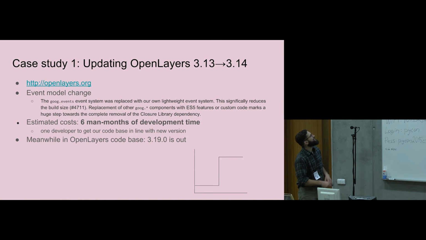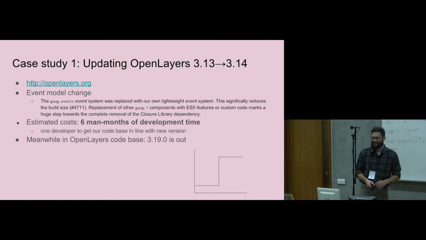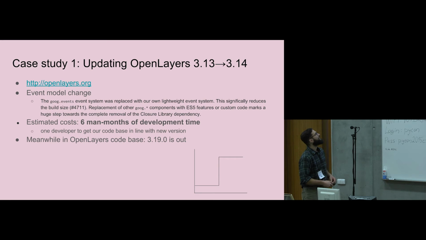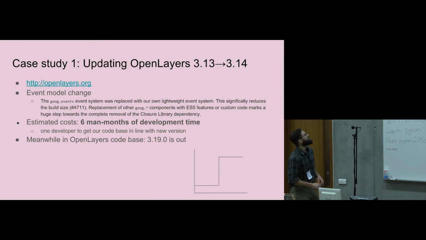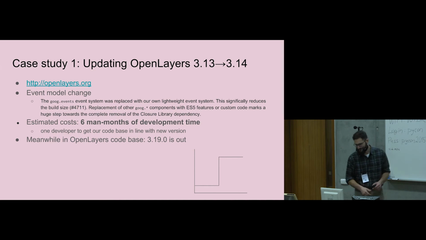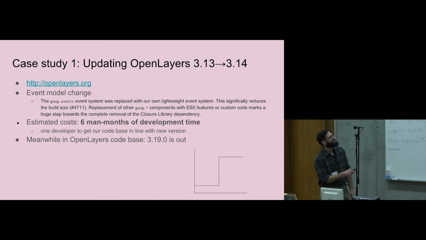The result was 6 man-months of development time, my time particularly, to get our software working with one of the base libraries, which was pretty expensive for open source software, right? And by the way, meanwhile, OpenLayers went to version 3.19. Yeah, this is how it looked. Bunks.